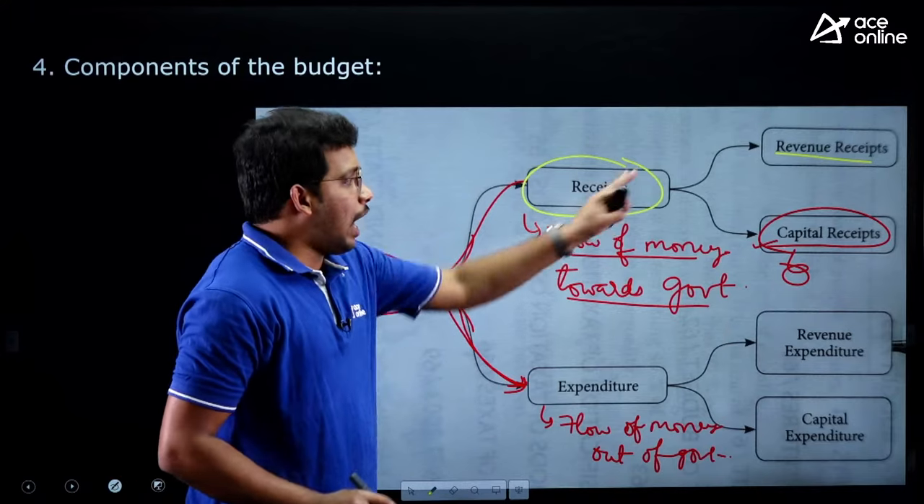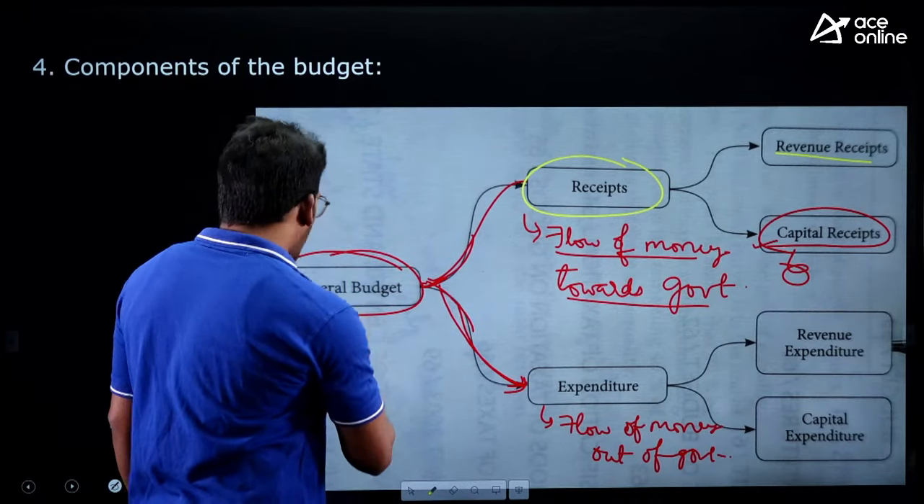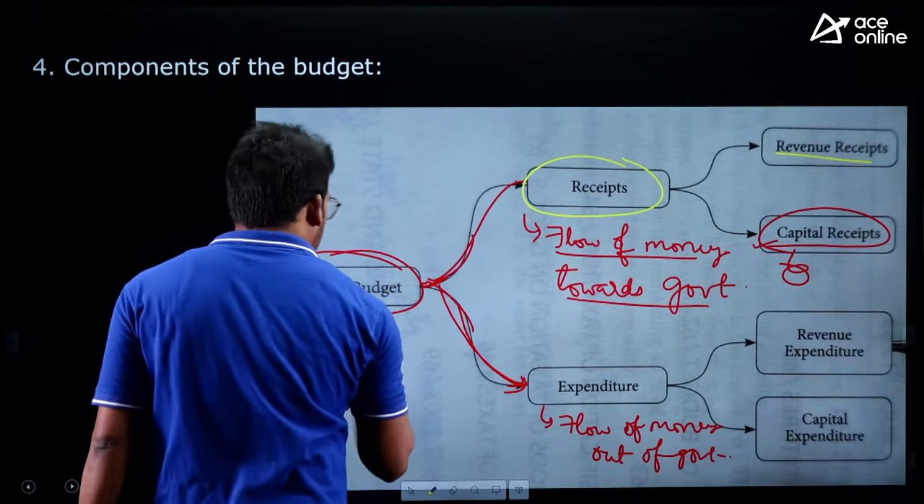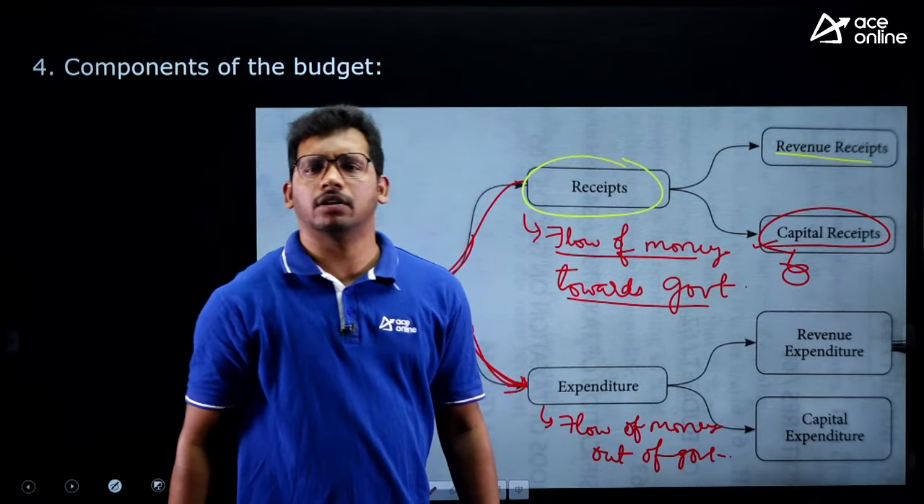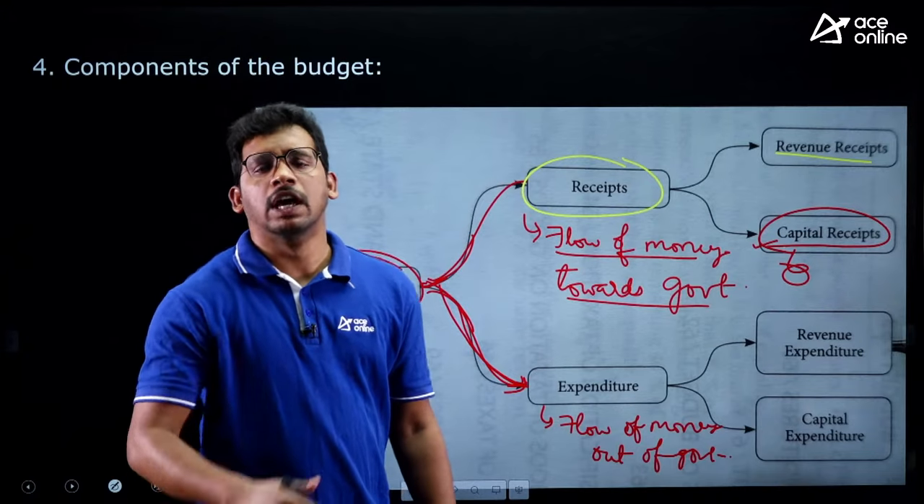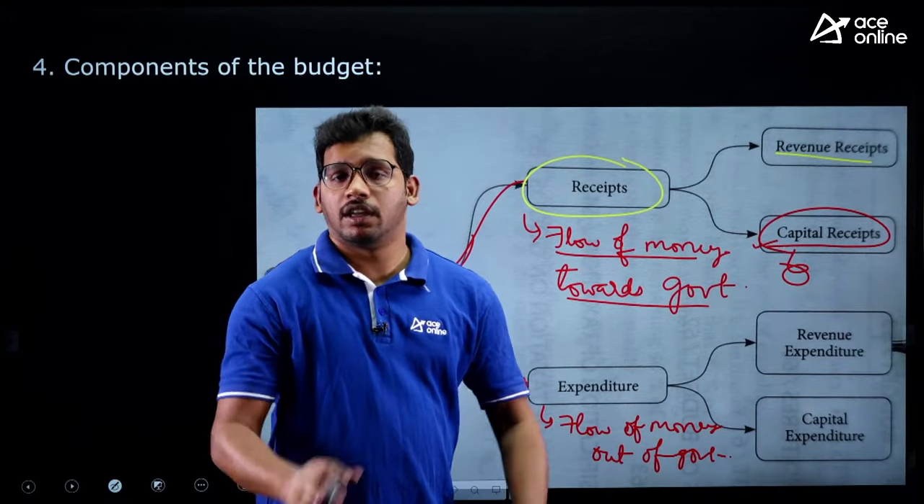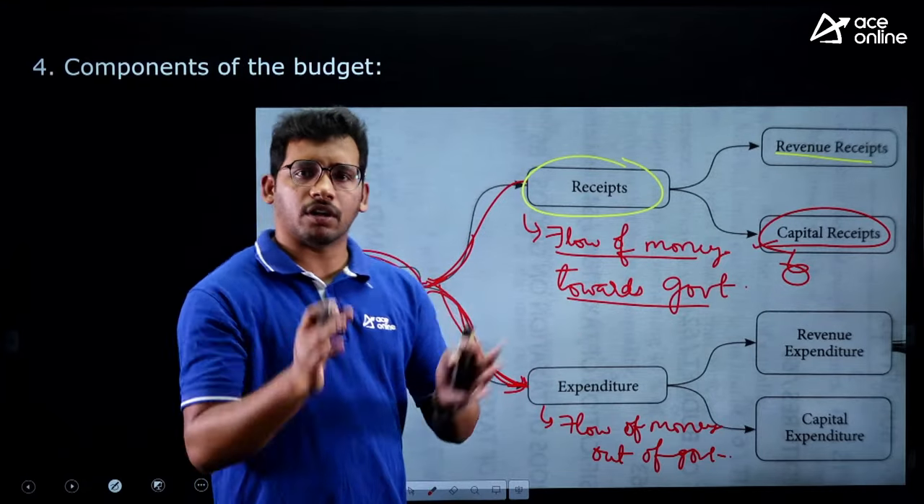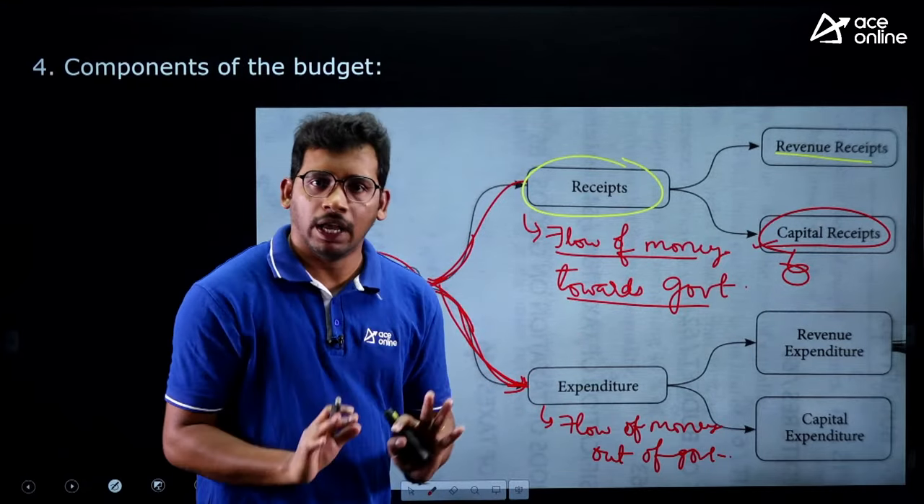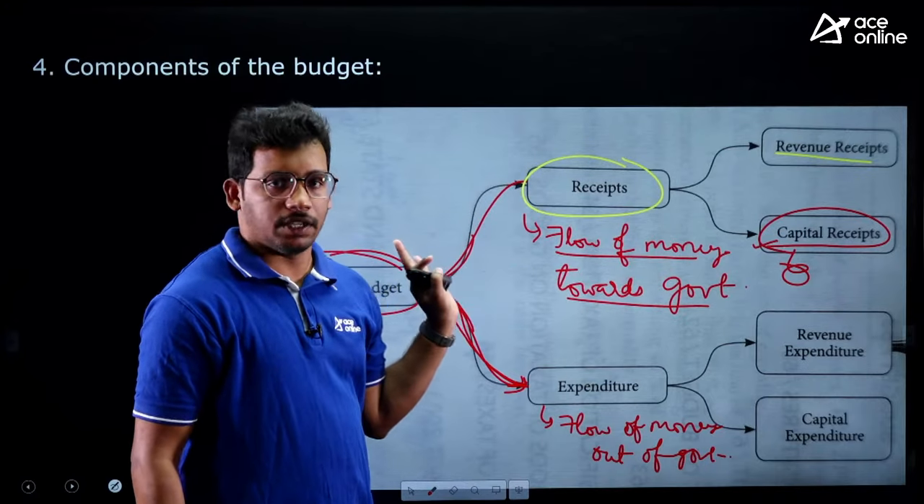Now after this, government also has expenditure. Government also having expenditure, right? They need to pay salaries to the central government employees. They want to create some assets, defense, because China is attacking in the borders. So of course there will be a lot of situations where government has to spend the money that they are receiving.